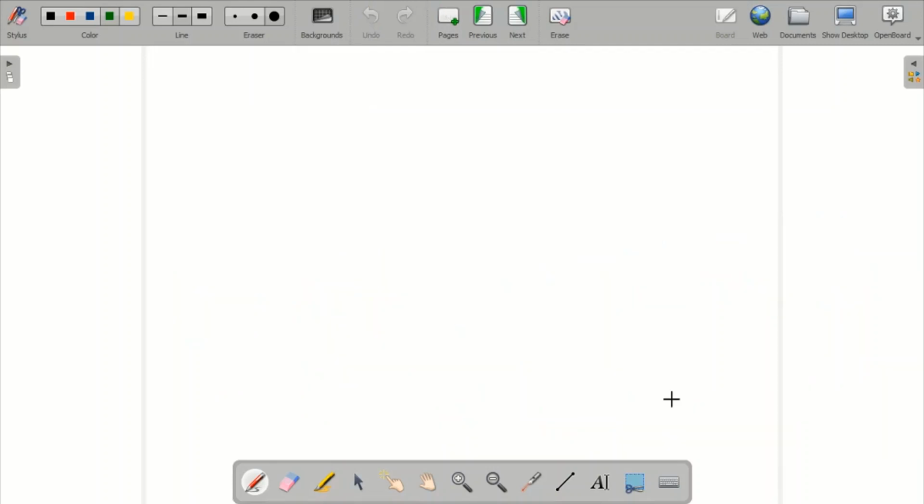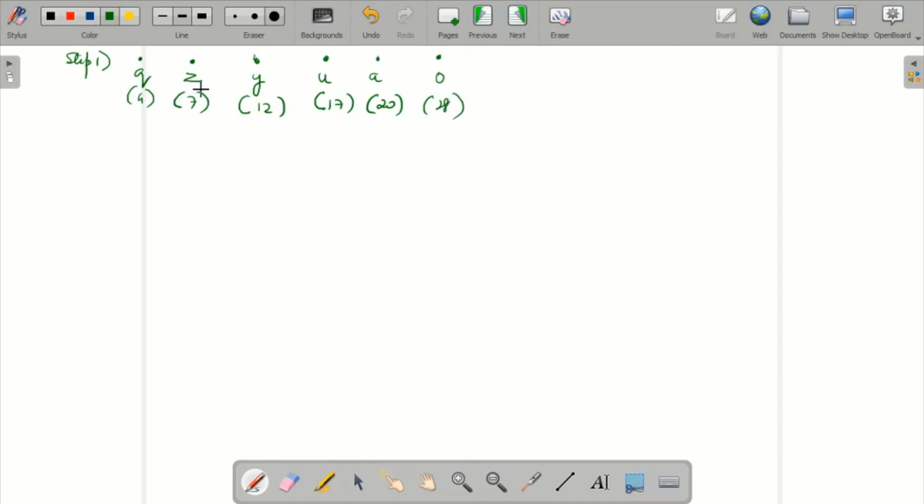I'll repeat step 1 over there because you'll get confused. So step 1, what we had is, we arranged that in the non-decreasing order. So Q we had 4, then we had Z as 7, then Y, that is 12, then we had U, that is 17, then we had A, that is 20, then we had O, that is 28. Okay, Q Z Y U A O. This was step 1.